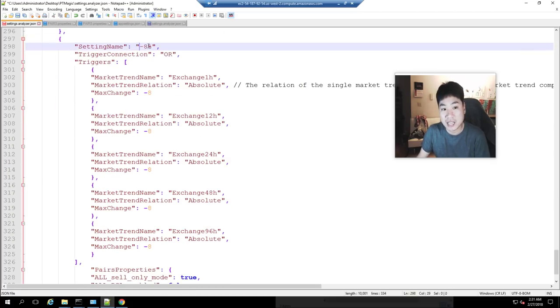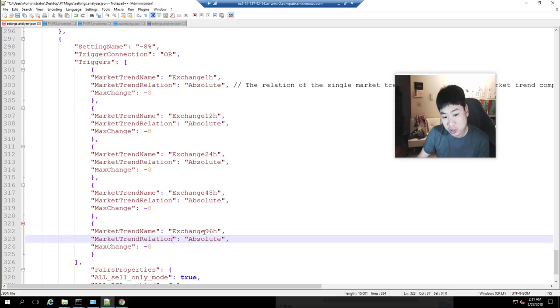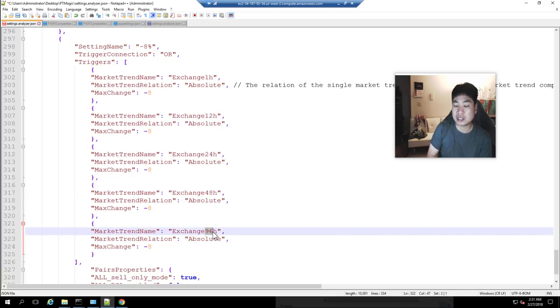Setting name, I call it -8%. If a coin is at -8% in any one of these market trends, if the coin by itself is at -8, I don't want to buy it. Okay, and I feel like that's a bad move to do. I should really do something like a really large number, like exchange equals, I don't know exactly what the best scenario is, but for now, I'm okay just not buying any pairs.